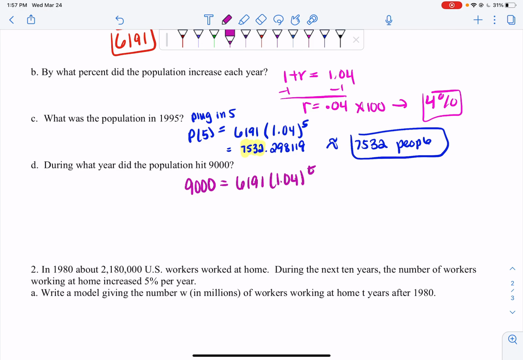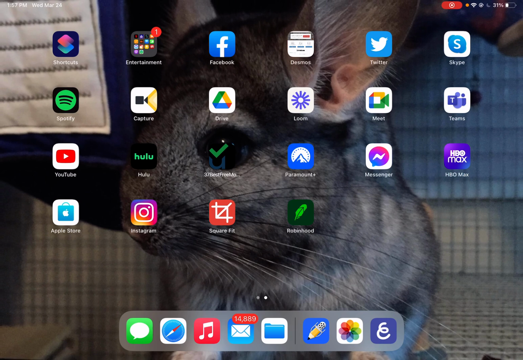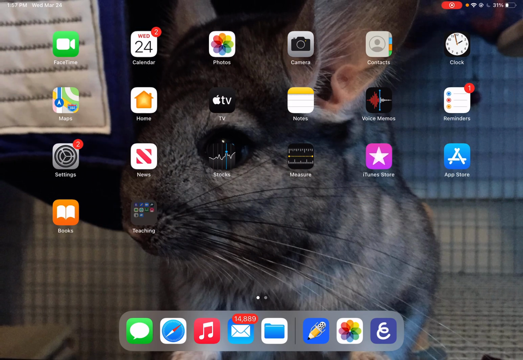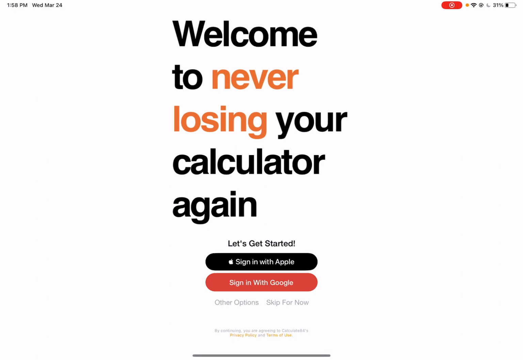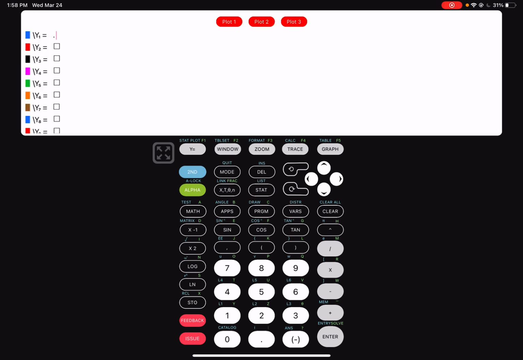But here's how we solve it in Algebra 1. We go to our calculator. So I'm going to go to this app, and I highly recommend we download it. It's called Calculate 84. If you look at Calculate 84, I'm going to go to y equals, and I'm going to clear this. I'm going to type in my function. I'm going to type in 6191. Got to make sure there's no decimal before it. Times 1.04. Close my parentheses. I'm going to hit this caret, and I'm going to raise it to the x power.